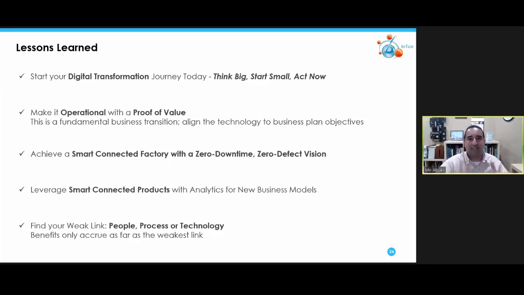There is always readiness and maturity that is contingent upon your people, process, and technology. And your benefits will truly only accrue as far as the weakest link. So start at the right place at the right time, and you'll surely be successful in implementing industrial AI to support your business strategy for your organization.